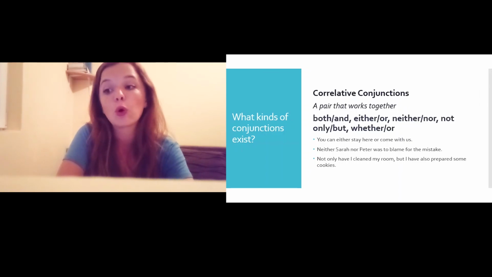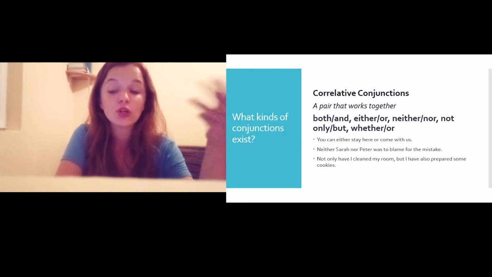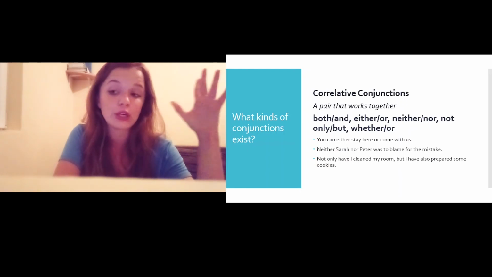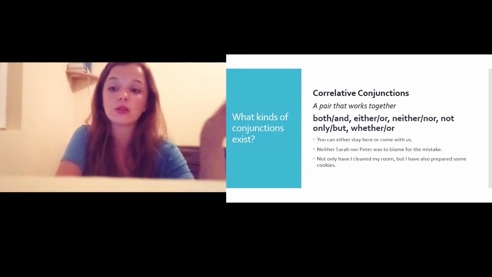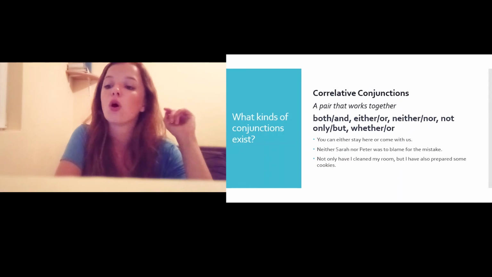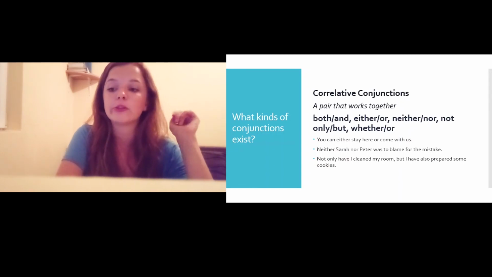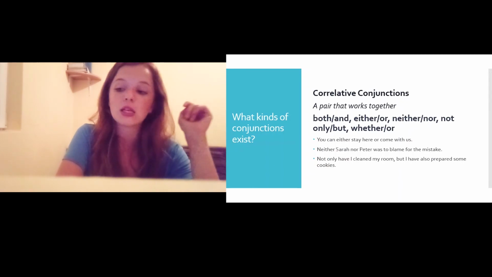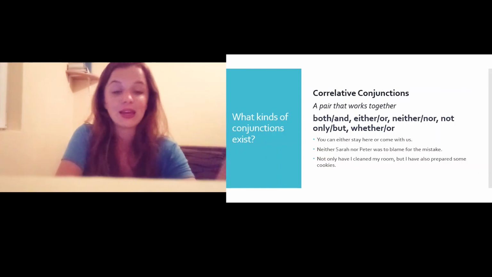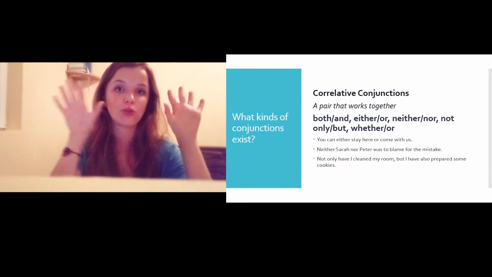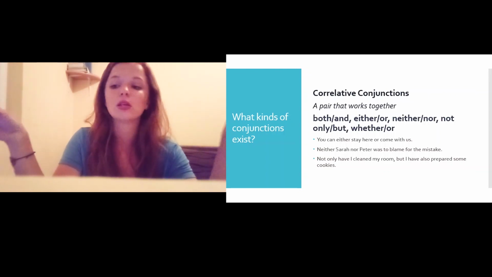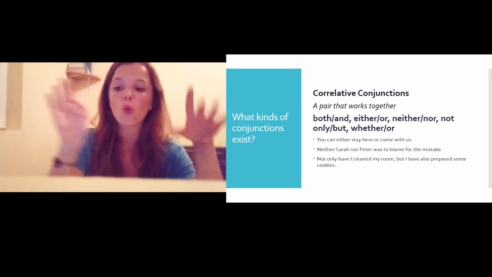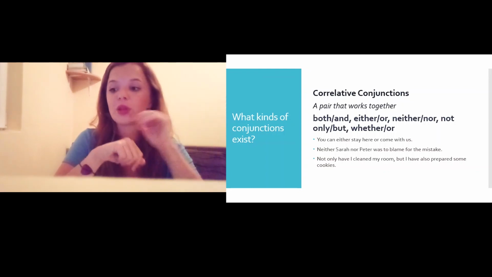Then we have correlative conjunctions. These are a pair of conjunctions that often work together, like both and, either or, neither nor, not only but also, and whether or. So you can either stay here or come with us. So you have two options. You can choose to stay here or to come with us.